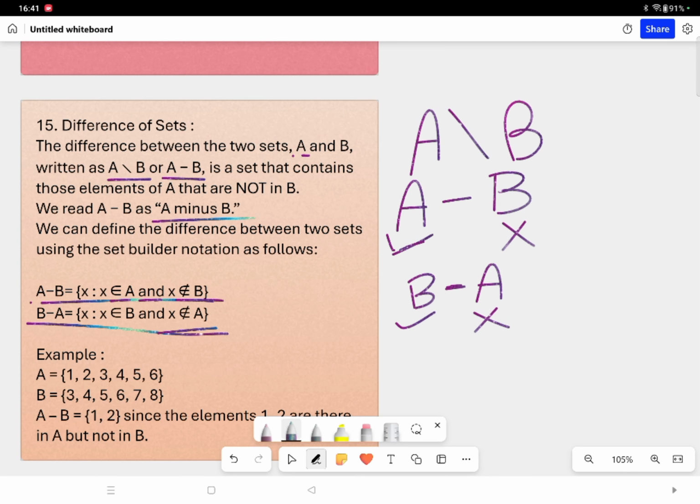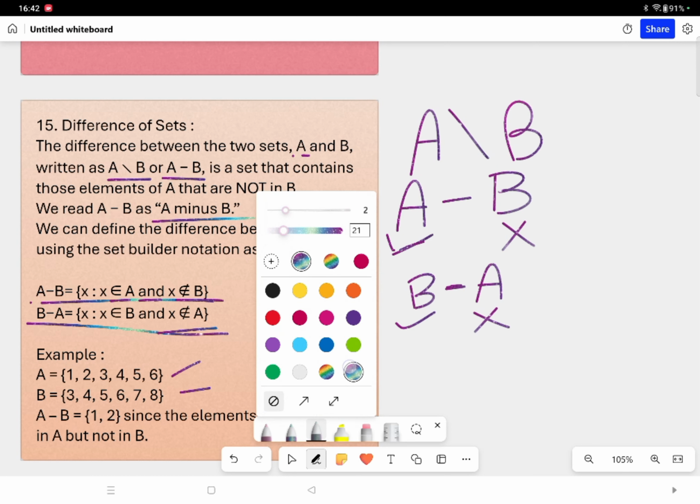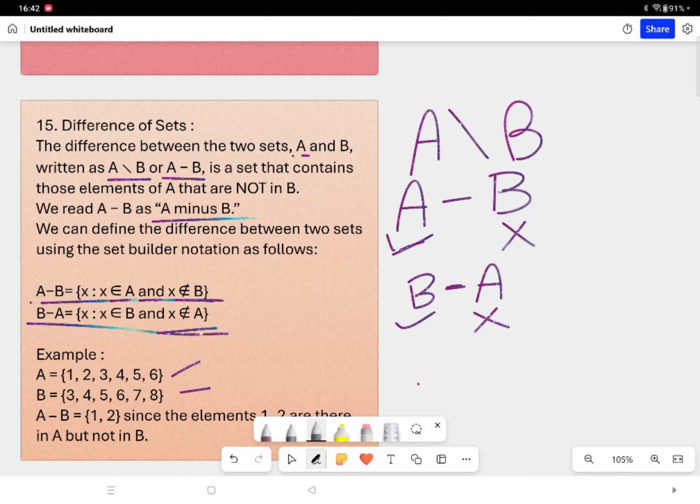Now coming to the example, I am taking two examples. A and B are two sets I have taken. A is the set 1, 2, 3, 4, 5, 6 and B is the set 3, 4, 5, 6, 7, 8. So what are the elements of A minus B? A minus B elements will be 1, 2. Why? Because 1, 2 are in A but not in B. A minus B means you have to search for those elements which are present in A but not present in B. So 1, 2 are such elements which are present in A and not in B.